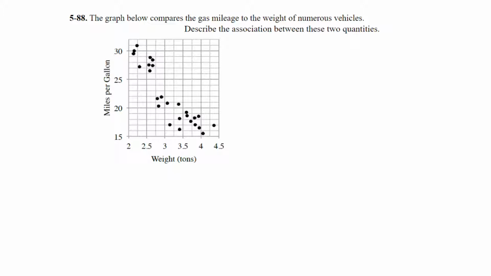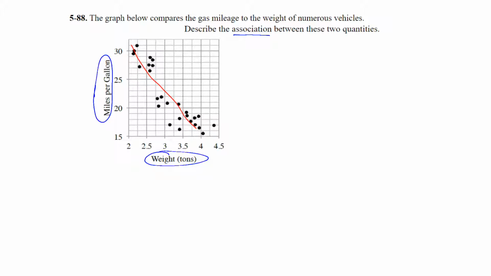88. The graph below compares the gas mileage to the weight of numerous vehicles. Describe the association between these two quantities. So we have on the x-axis the weight in tons of the vehicles, and then on the y-axis we have the miles per gallon. So we are looking to describe the association between the two quantities. So you can see that we kind of have 2 different groups here, but it looks like either way the data is decreasing as x increases. So as the weight in tons increases, the miles per gallon does decrease.